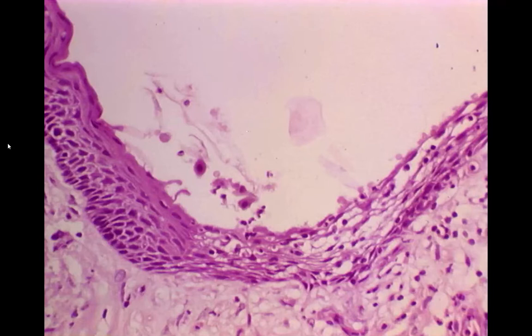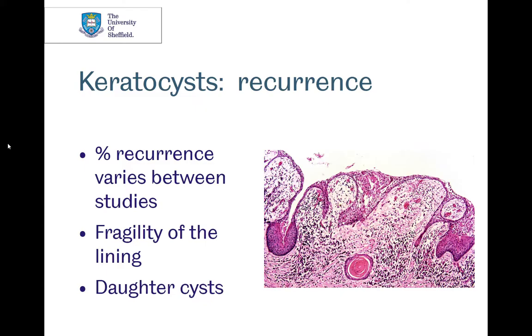Now, even though they are relatively rare, perhaps only about 5% of cysts of the jaws, we do spend a bit of time teaching you about these because they are significant. And the main problem with odontogenic keratocysts is that they recur. Now, if you have a look at the literature, you'll find that the recurrence rate varies dramatically between different series. And in fact, some of the older series have very high recurrence rates indeed. But there are a few things which mean that that is more likely.